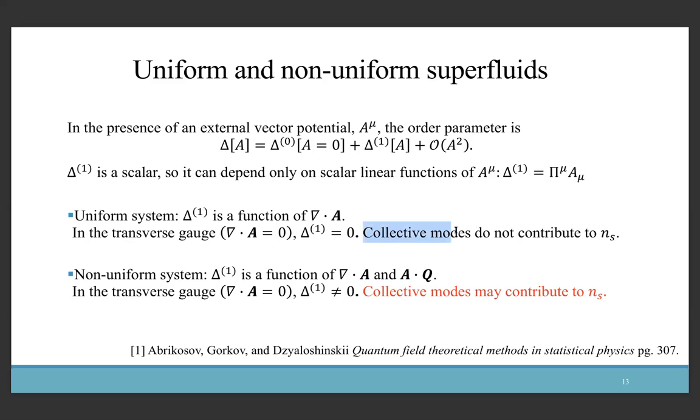And this is conventionally assumed in general, but when we consider a non-uniform system, for example, the Fulde-Ferrell system, you have this pairing vector Q. So delta 1 is now a function of both the divergence of A and this dot product of A with Q. So even if you work in the transverse gauge where the divergence of A is 0, this delta 1 term can be non-zero. And so the collective modes can in principle contribute to the superfluid density when you have a non-uniform system.